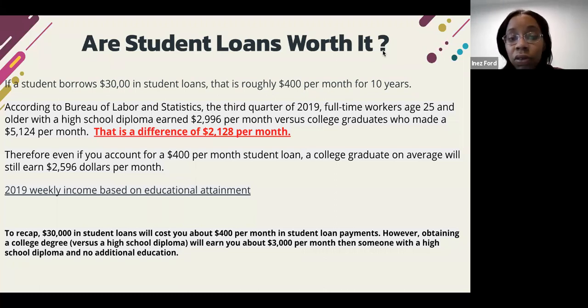No one wants to take out student loans, but sometimes if you can keep them to a minimum, they're worth it. So again, if you were to take out $30,000, it's going to cost you about $400 a month over the course of 10 years. Okay. And so we'll go into a little bit more, but we just wanted to explain that.